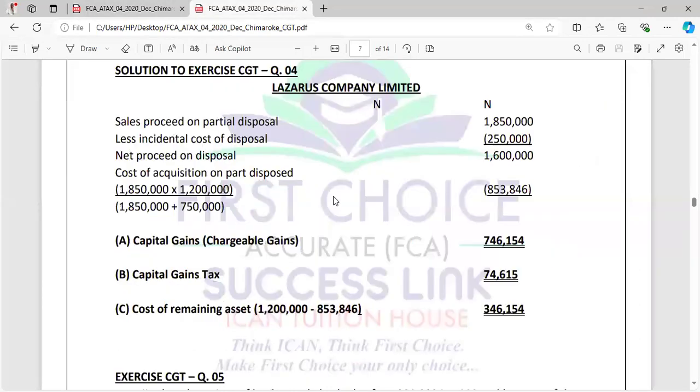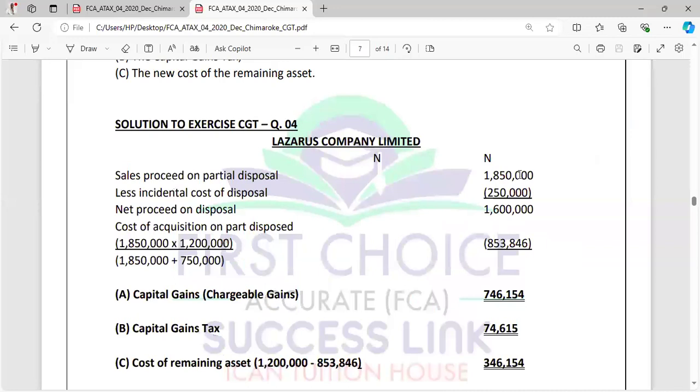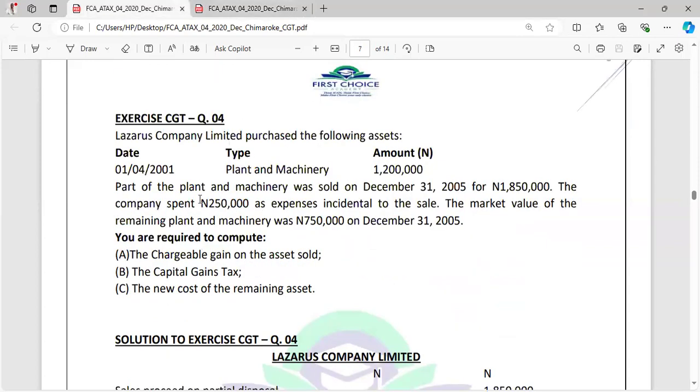We received 1,850,000 as our cash on disposal. Then we were told that 250 was incidental expenses to the sale. So we are removing 250. Let's be doing them together.